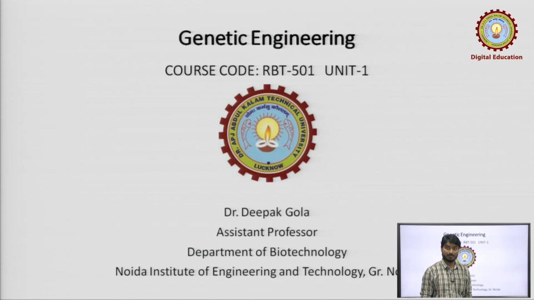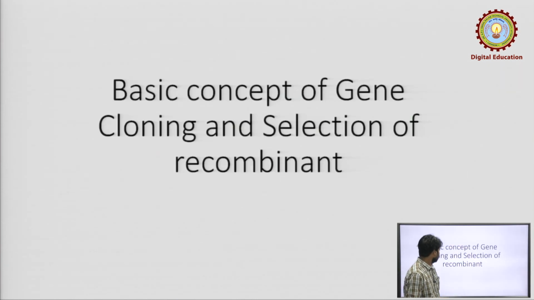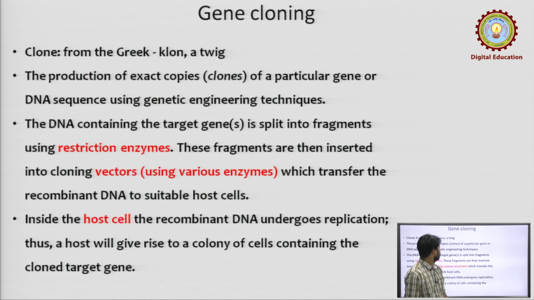So the first unit includes the basic concept of genetic engineering and enzymes, the libraries, genomic libraries. So today we will learn about the basic concept of gene cloning and the selection of the recombinant. So in this, first, what is gene cloning? First we have to learn about the clone.